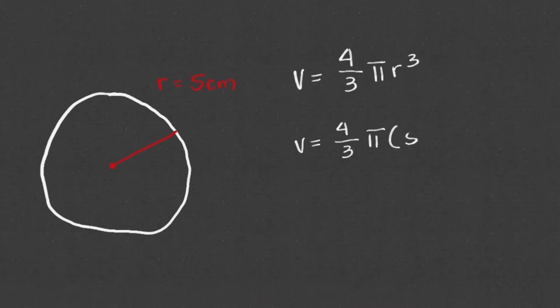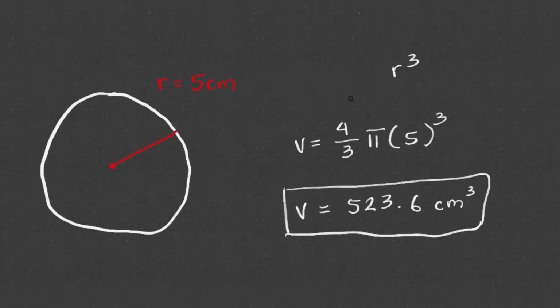Let's have an example. Let's say we have a sphere with a radius of 5 centimeters. The formula to solve its volume is V is equal to 4/3 times pi r cubed. So to solve it, let's substitute the r. V is equal to 4/3 pi times the radius, which is 5 centimeters cubed. Therefore, the volume of the sphere is equal to 523.6 centimeters cubed.